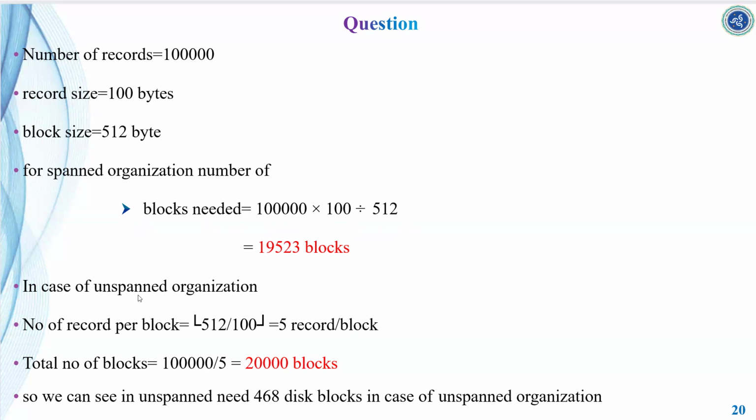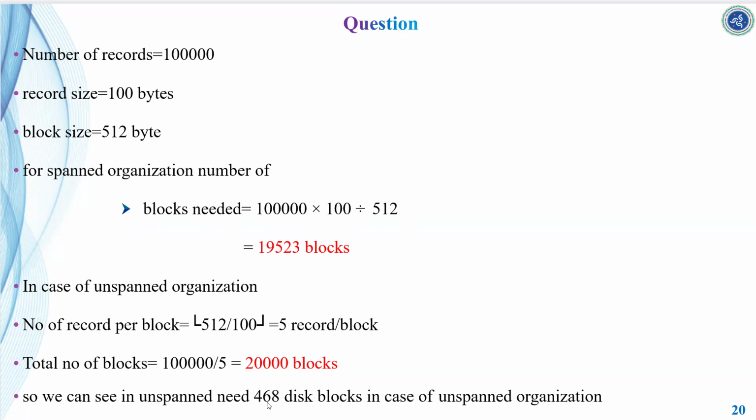And for unspanned, we have the average block. So here the number of records per block will be 512, the block size, divided by 100, the record size. So that is around 5.12. So we have to use the floor function, which gives 5 records per block. Then the total number of blocks is 1 lakh divided by 5, therefore it will be 20,000.